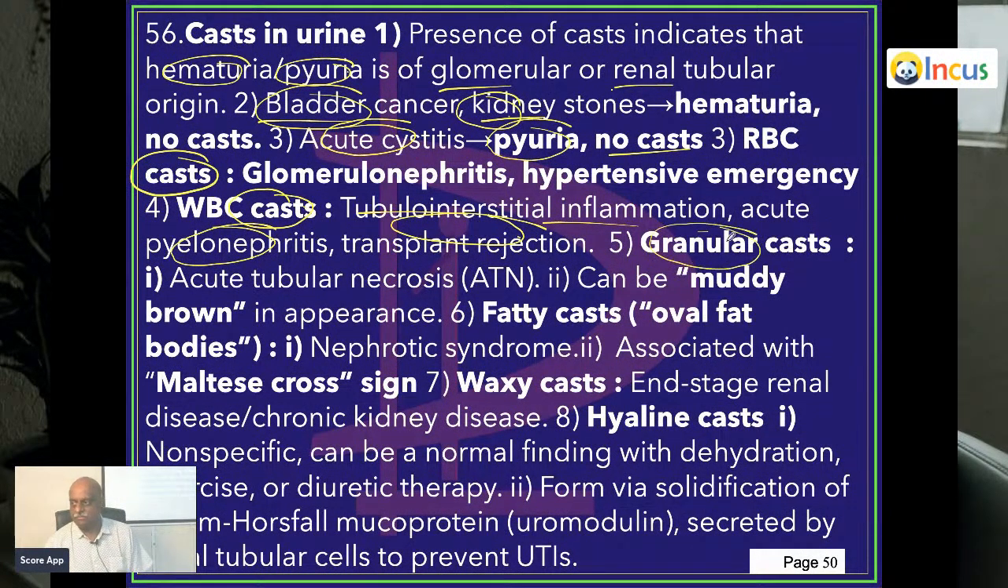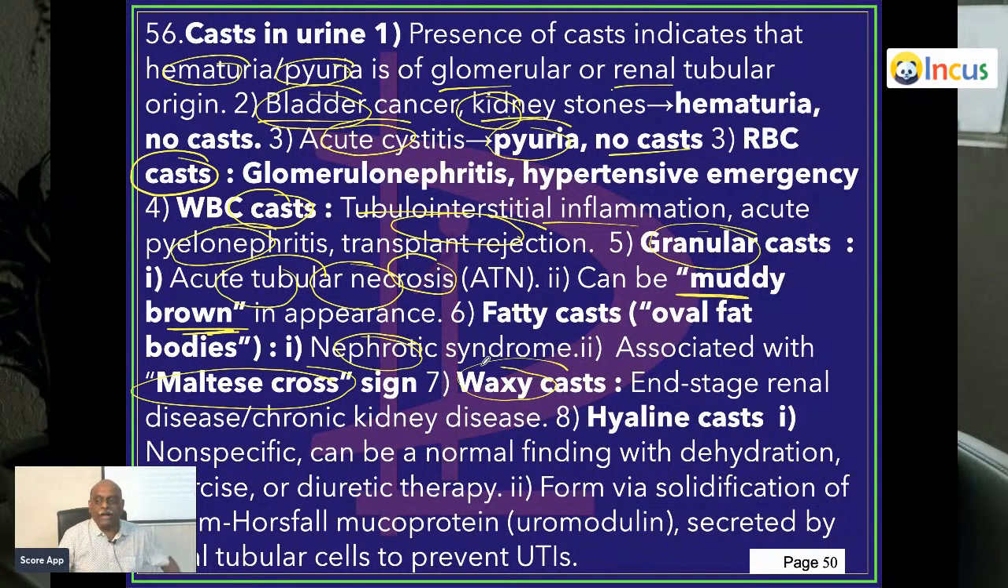Then granular casts, they have a muddy brown appearance, typically seen in acute tubular necrosis. Fatty casts, they are oval fat bodies which are typically seen in nephrotic syndrome. Because in nephrotic syndrome there is proteinuria, lipiduria, fat, protein, everything goes into urine. So, fatty casts. There you see what is called the Maltese cross sign whenever there are fatty casts in nephrotic syndrome. Then waxy casts, whenever end-stage renal disease or chronic kidney disease is there, all the tubules are dilated. Inside that, the casts will form in the same shape as the tubule. They are called waxy casts.